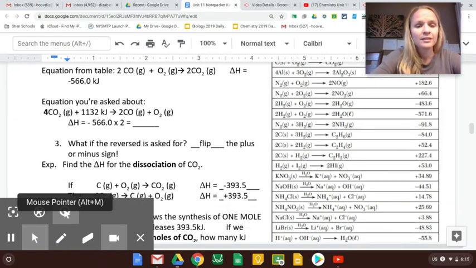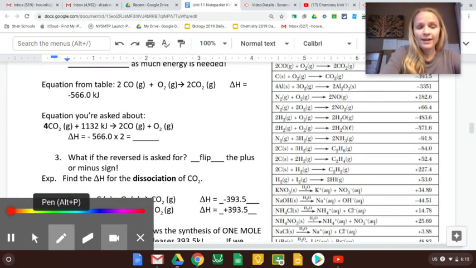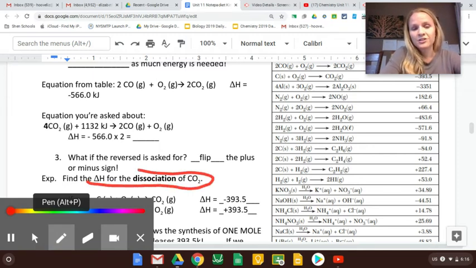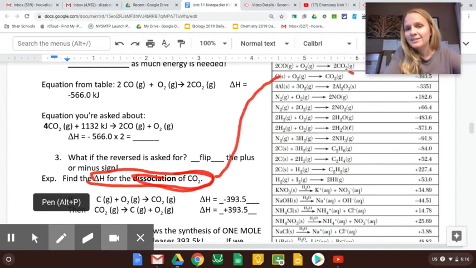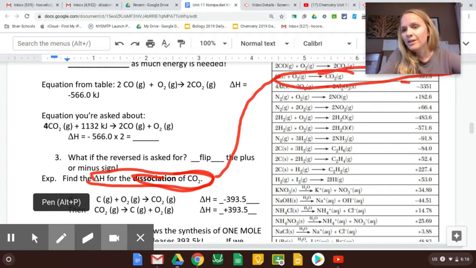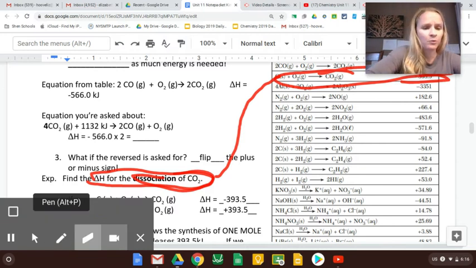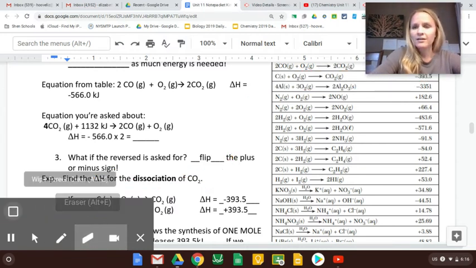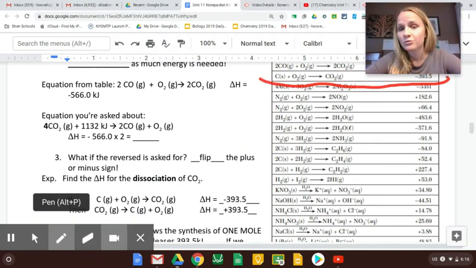The other thing is you might be asked the reverse of a reaction. So they might say, find the delta H for the dissociation of CO2. So I'm looking and I can't find the breaking of CO2, but I can find CO2 being formed. So maybe I could use that. For CO2 to be formed, it costs negative 393.5 kilojoules of energy.